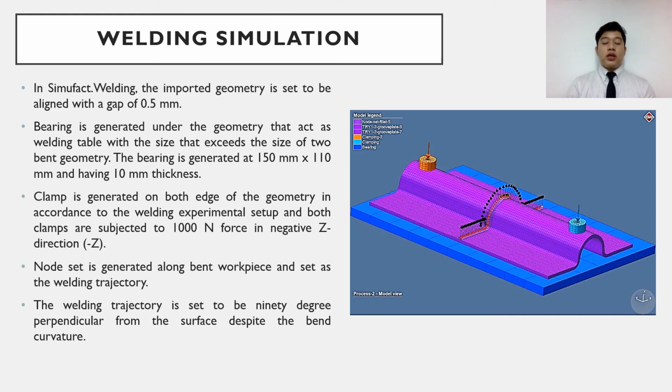So in Simufact Welding, the imported geometry is set to be aligned with the gap of 0.5 mm. And on the right, it can be seen that the model is complete with two clamps on each side. The clamp is set with 1000 Newton of force in the negative Z direction. And the welding trajectory is set, and the welding trajectory is always 90 degrees to the surface, as can be seen with the arrow projected on the model. And under the bent workpiece is the welding bearing, which acts as the welding table.